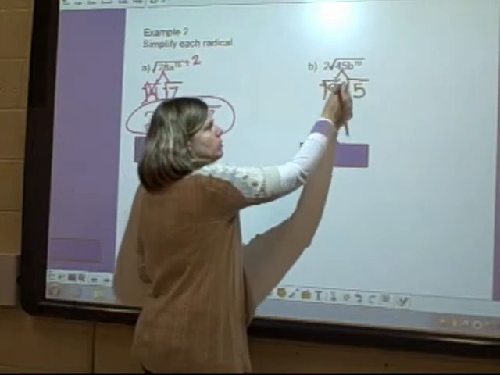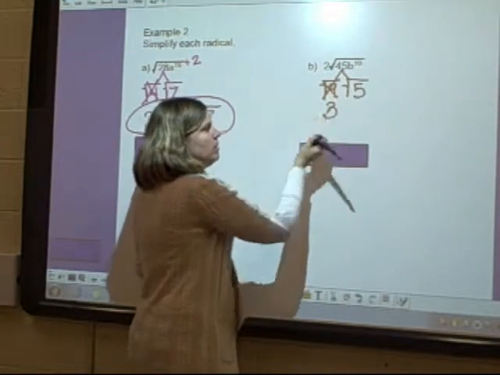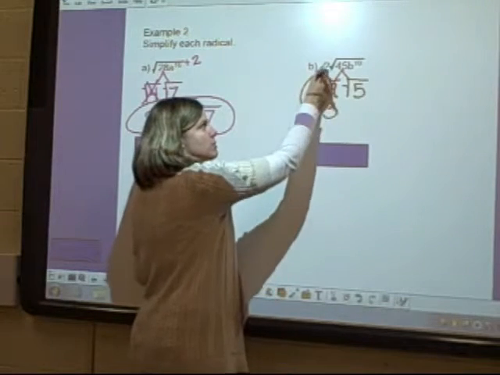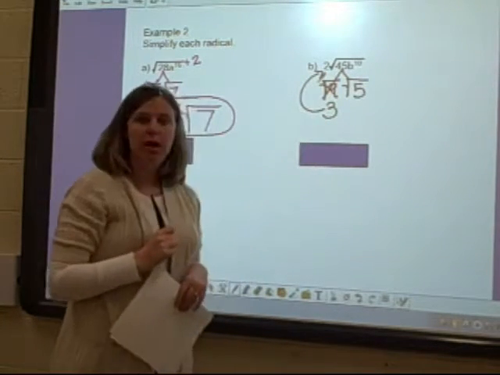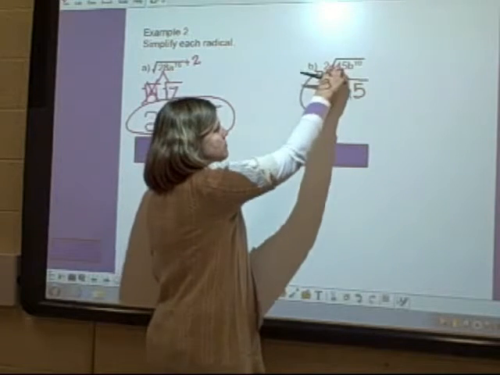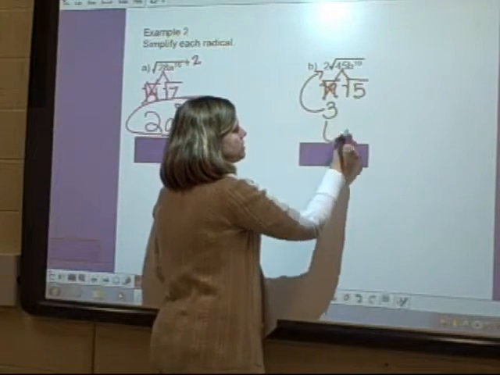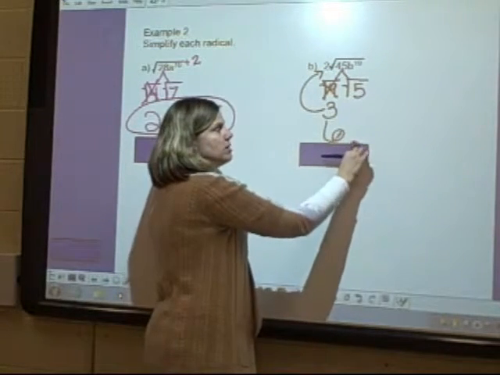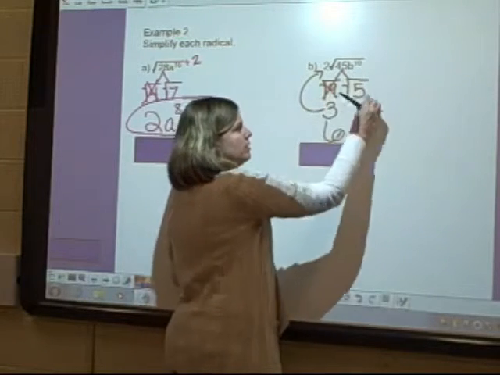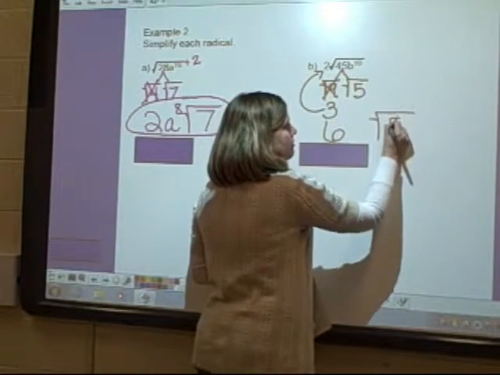The square root of 9 is 3. And remember to take that times what's already on the outside of your radical. So 3 times 2 is going to give you 6. We're going to leave a little bit of space for our variable, and then we have square root 5.